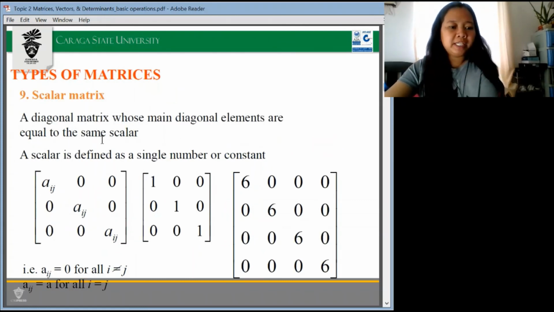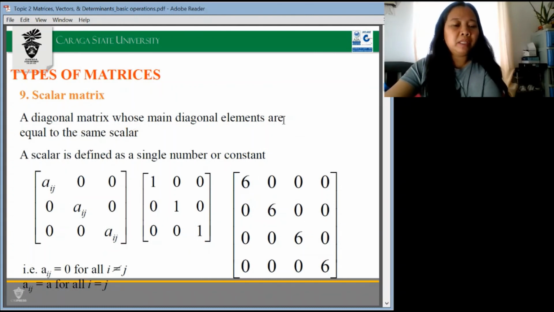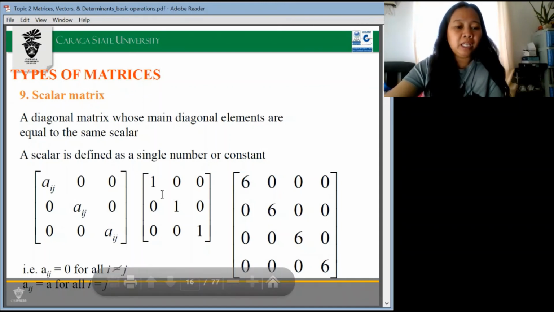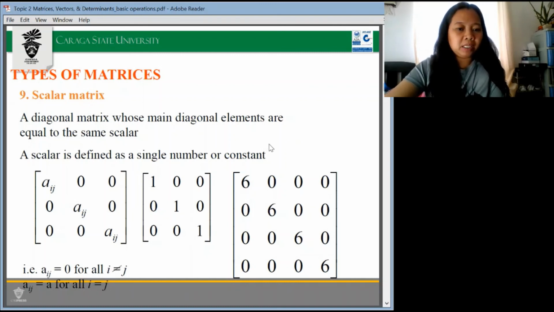The scalar matrix. It is a diagonal matrix whose main diagonal elements are equal to the same scalar. Scalar is defined as a single number or constant. So when the values of the elements in your main diagonal are all constant, then you have a scalar matrix. Remember, it must be the same value. The values of the elements in the main diagonal must be equal, must be constant or a single number.